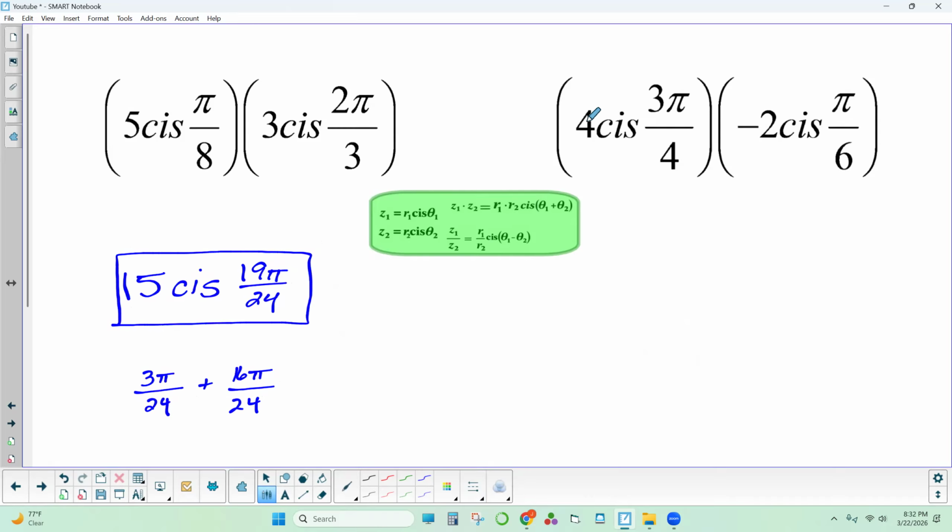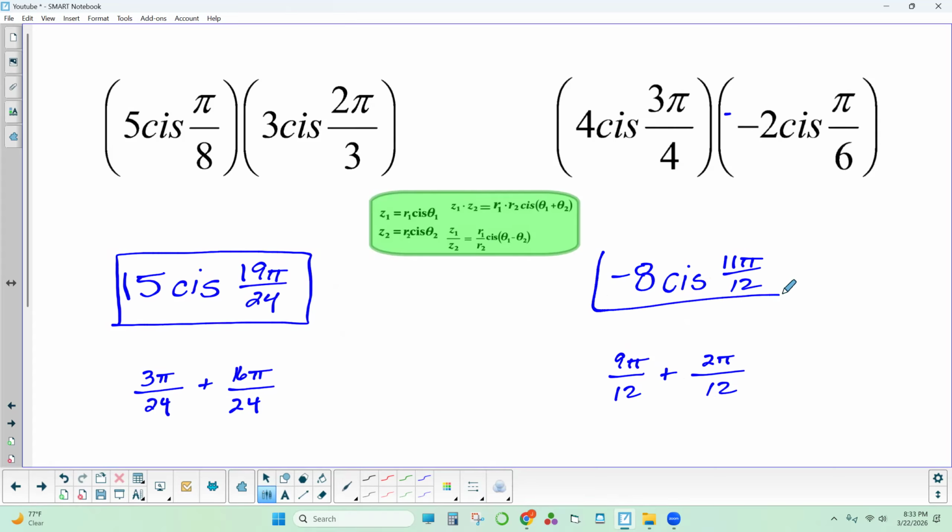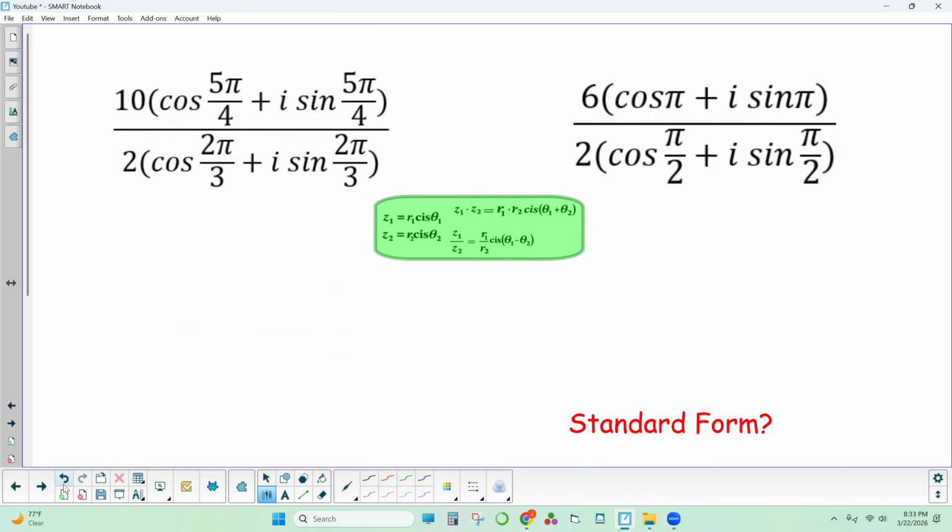Let's look at the second one. Here we're going to take our R values 4 and negative 2 and multiply them together. Carry down CIS, and then we are going to add the angles. So here we'll get a common denominator of 12, and that'll be 9 pi over 12 plus 2 pi over 12. Add that together, 11 pi over 12, and there is our product. The way you say that, in this shorthand, is negative 8 cis 11 pi over 12.